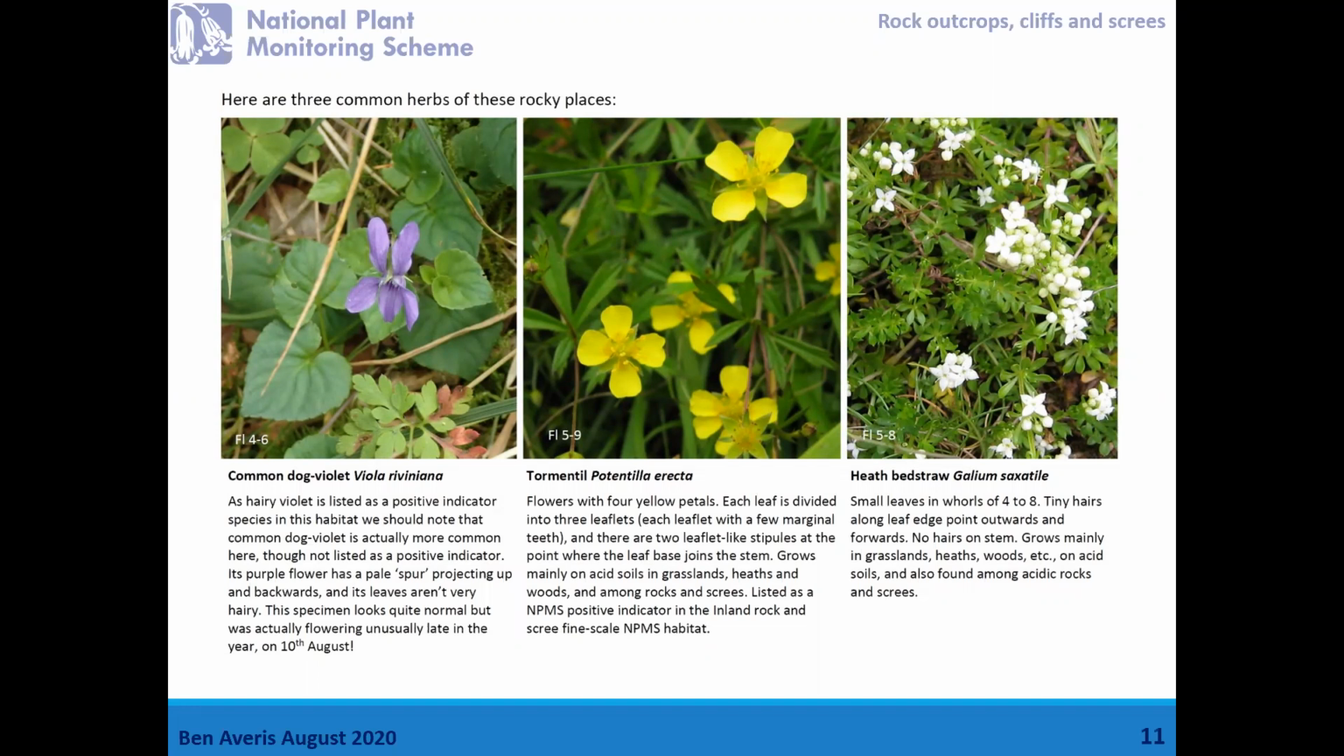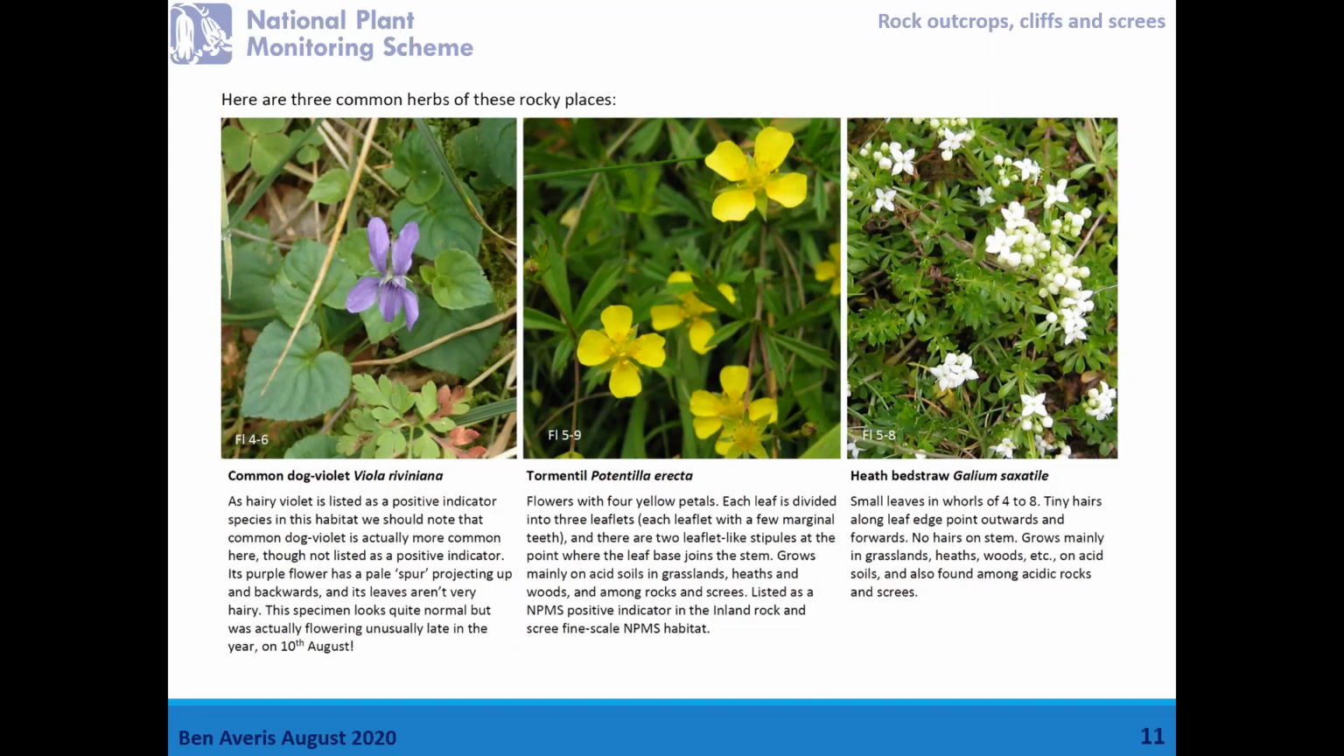Tormentil is really, really common in all kinds of mainly acid places like grasslands and heaths, and in woodland on fairly acid soils as well. Not surprising because it's so common, not surprising that it gets among rocks in many places too, especially in the uplands. Easy to tell when it's in flower with those 4-petaled yellow flowers. They're quite small flowers, smaller than buttercup flowers.